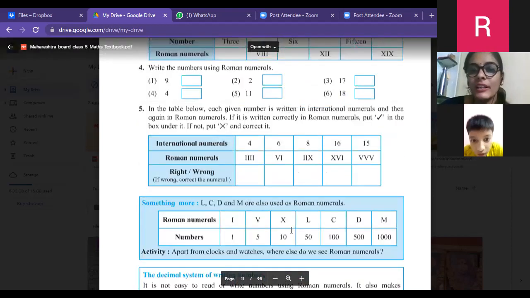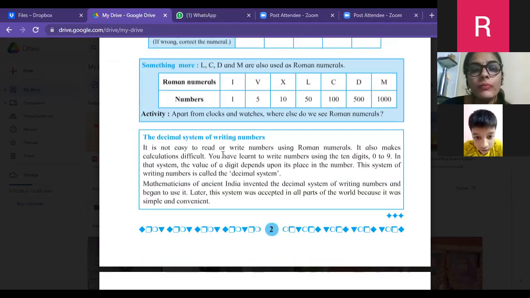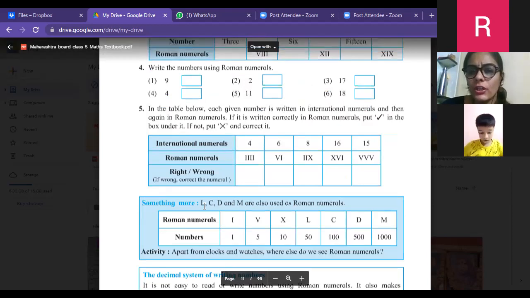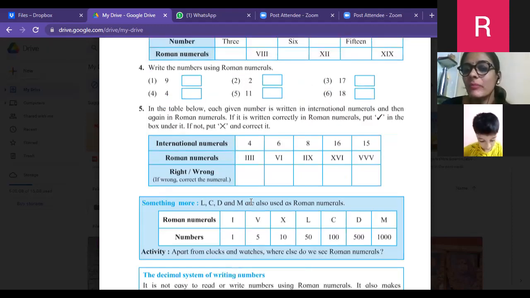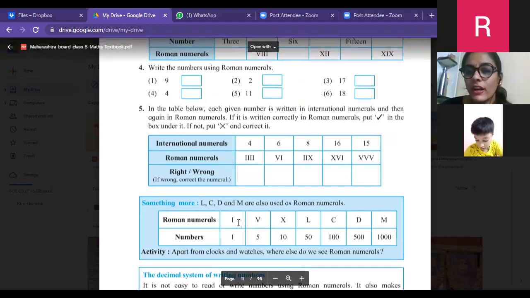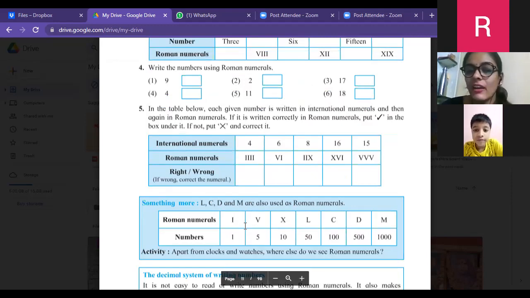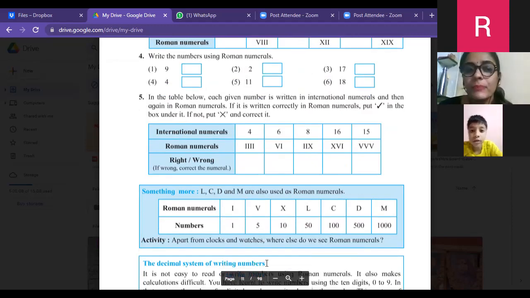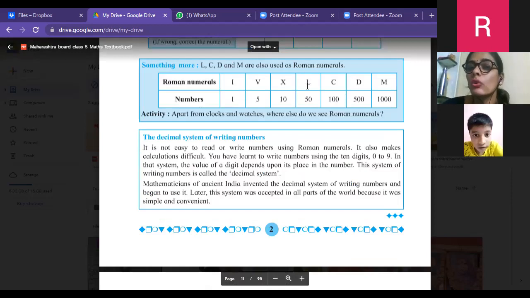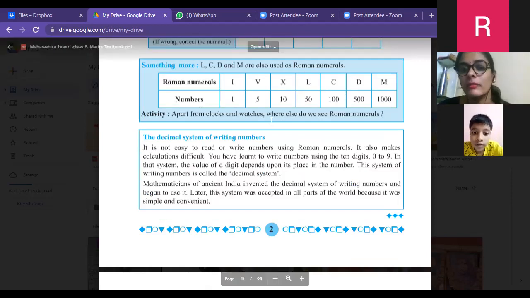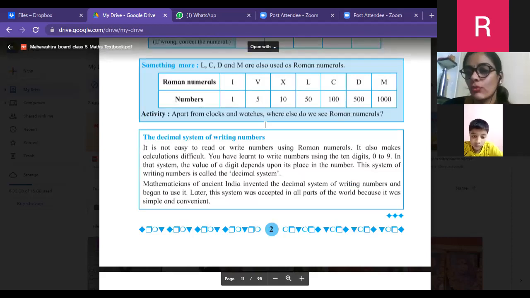So you have understood till here, okay? Now, can you see? I have already told you that L, C, D, M, these are the biggest numbers. Same chart I have shown you, okay? For 1 I, for 5 V, for 10 X, for 50 L, for 100 C, for 500 D, for 1000 M. This we have studied, okay? So these are the Roman numerals for big numbers. But in this, only till 20 was given.